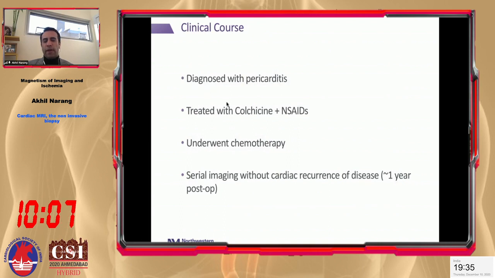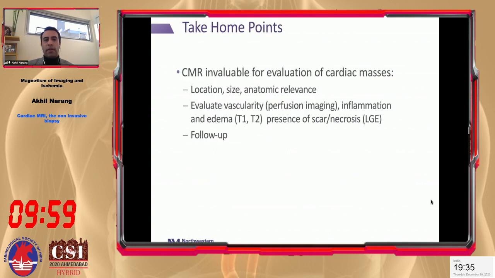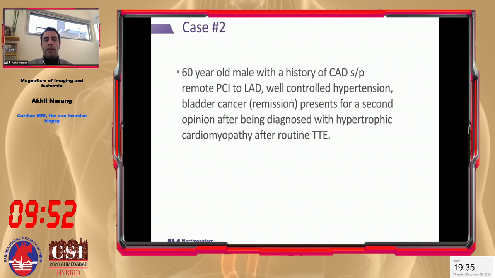So this patient was treated with a diagnosis of pericarditis, treated with colchicine and NSAIDs, eventually underwent chemotherapy for the sarcoma, and overall did very well. So in this particular case, CMR is invaluable for understanding what this tumor was and really even honing in on the pathology. Let me take you through two other cases very quickly.